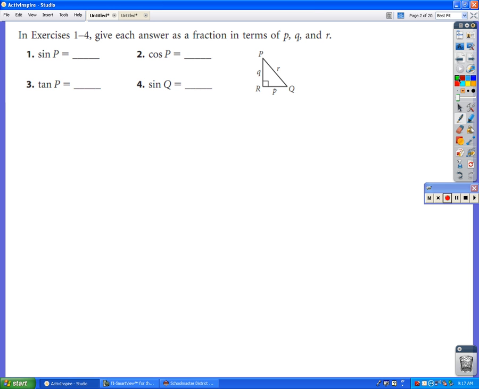All right, so this is just a review of the thing that we did at the very beginning. To be able to do these, all you have to do is remember SOHCAHTOA. So sine is opposite over hypotenuse, cosine is adjacent over hypotenuse, and tangent is opposite over adjacent. So if they want to know the sine of P, the side that's opposite of P is little p, divided by the hypotenuse, which is r. So sine of P is going to be p over r.